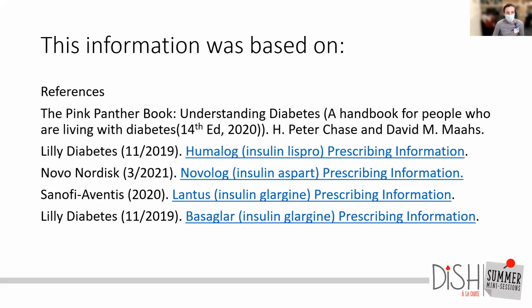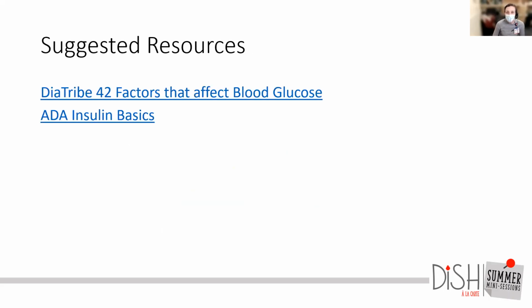The information from this program was based on these references, and they'll be linked in the slides below. And then some resources that I really find helpful are this handout from Diatribe, and it describes the 42 factors that affect blood sugars, which is always a good reminder to me that there are so many things at play when it comes to managing diabetes. And then this article from the ADA with very basic information about insulin action times.